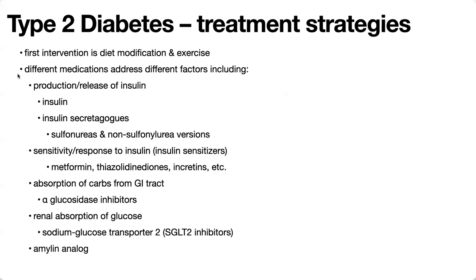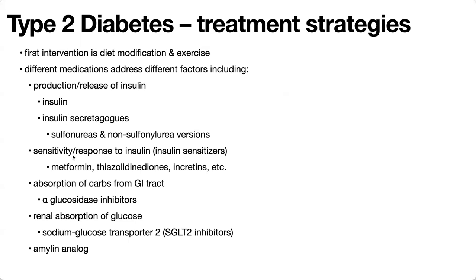But say things go further. Now we need to address things with medications. The areas that we can look at are in the production or release of insulin. So some type 2 diabetics, typically further on in the disease progression, might actually need to inject insulin because, remember, their cells will stop making enough. They can also use things that actually promote the secretion of the insulin. We'll talk about this in a second.